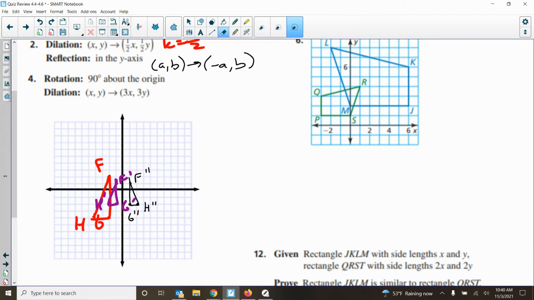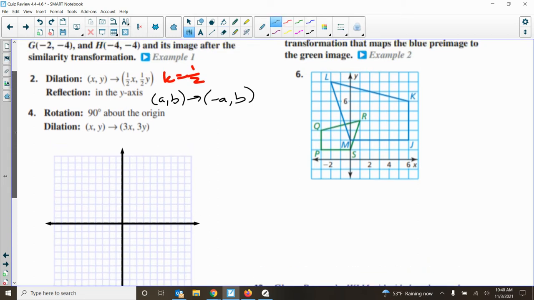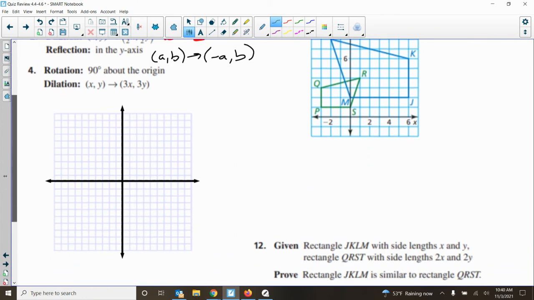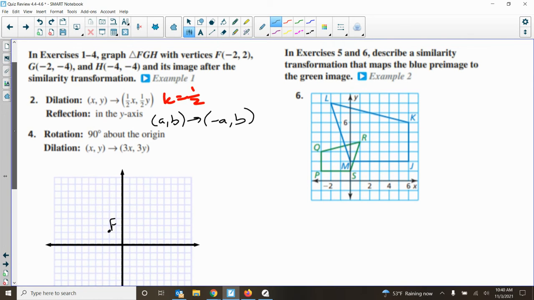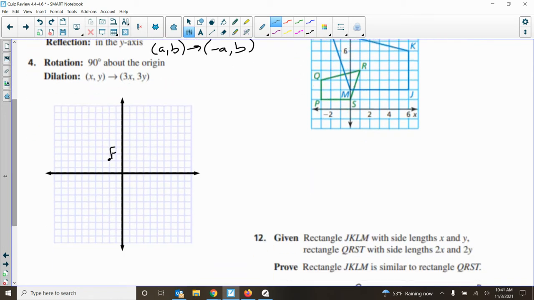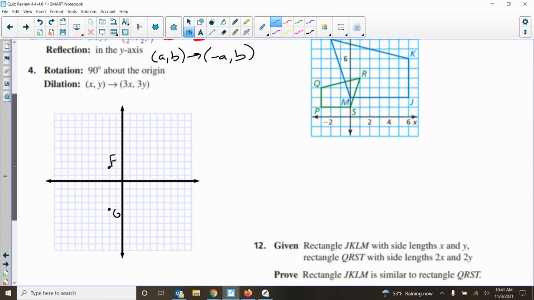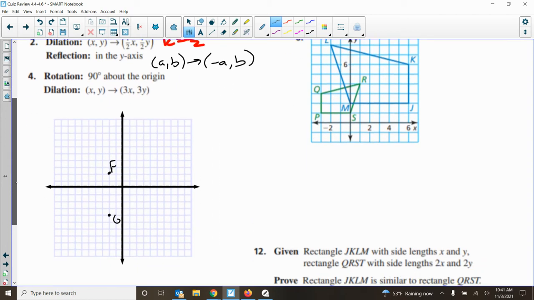All right, let's see here. Next, a 90-degree rotation. Let's leave the original here. Let's start in black again. F is negative 2, 2, G is negative 2, negative 4, and H is negative 4, negative 4.